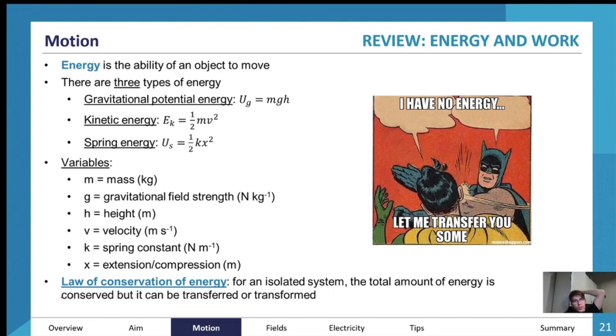Now we move on to another topic called energy. Usually for the topic of energy, things get a bit more interesting, because you are going to learn about 3 different types of energy.